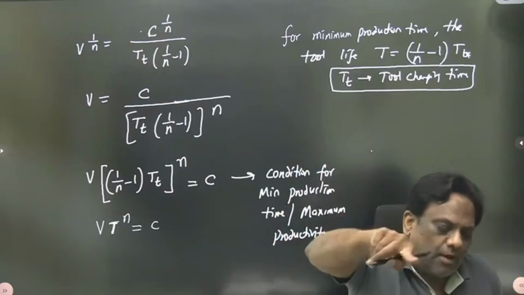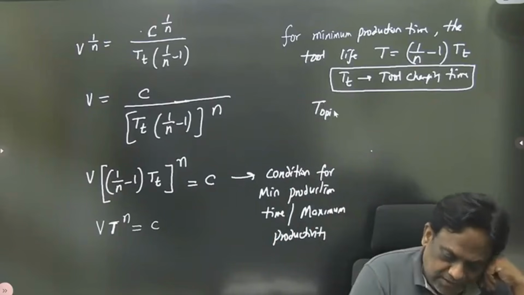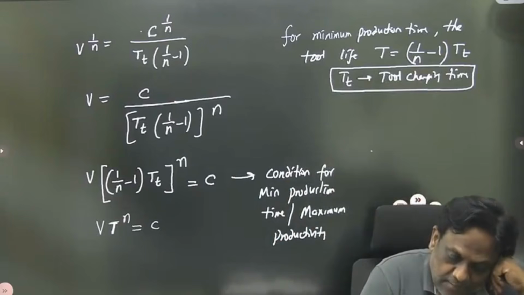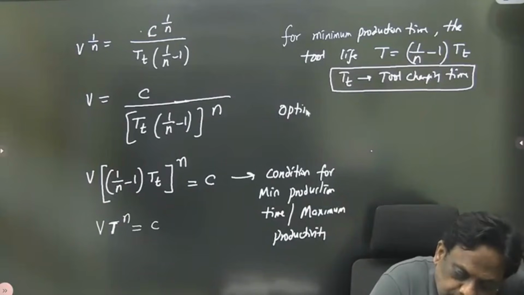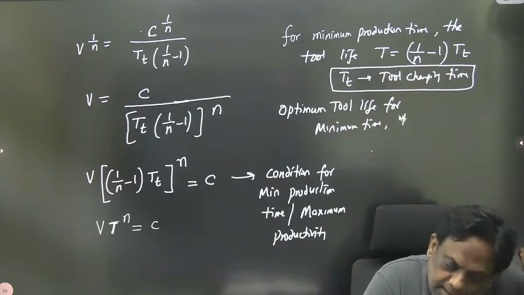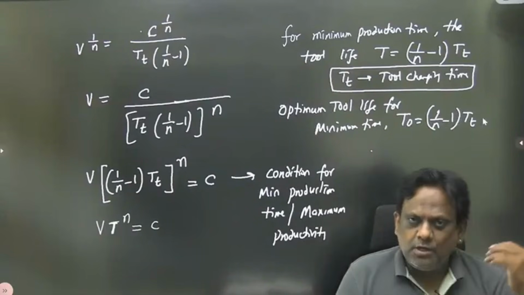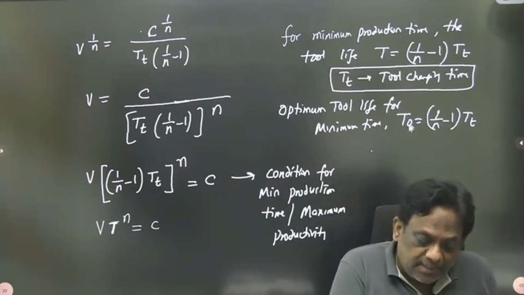उसका करस्पॉन्डिंग वेलोसिटी क्या होगा? सो आई विल राइट दिस एज ऑप्टिमम टाइम. इसको बोलते हैं ऑप्टिमम टूल लाइफ फॉर मैक्सिमम प्रोडक्शन और मिनिमम टाइम. सो यहां पे लिखूंगा ऑप्टिमम टूल लाइफ फॉर मिनिमम टाइम, T naught is equal to 1 by n minus 1 into TT. मेरे प्यारे बच्चों, if you want the production time to be minimum, this will be the tool life.